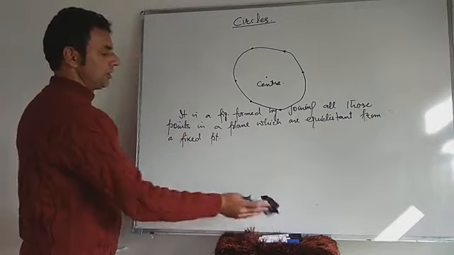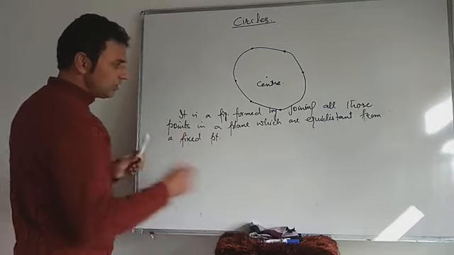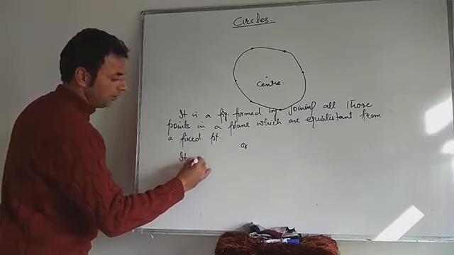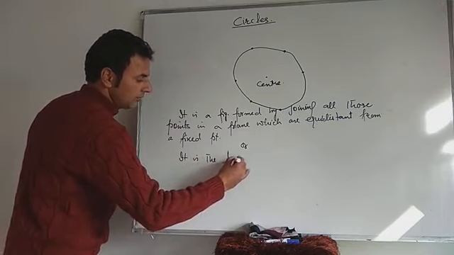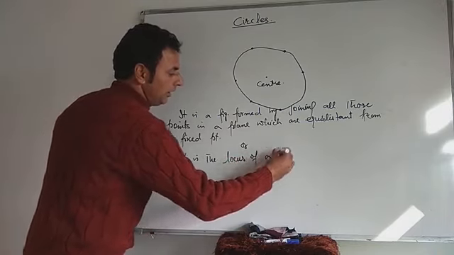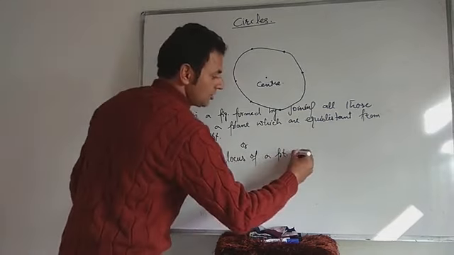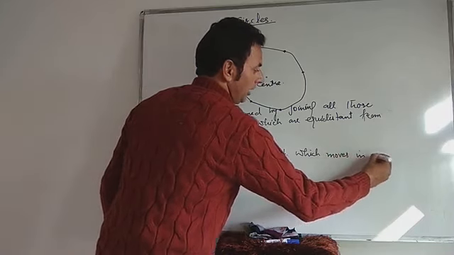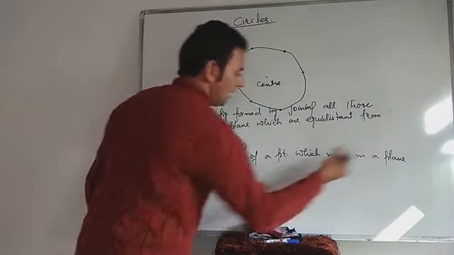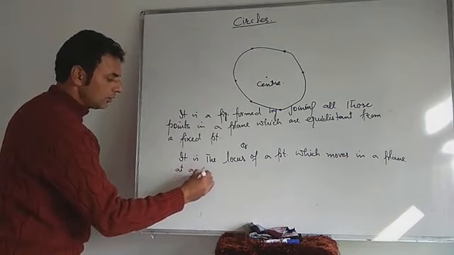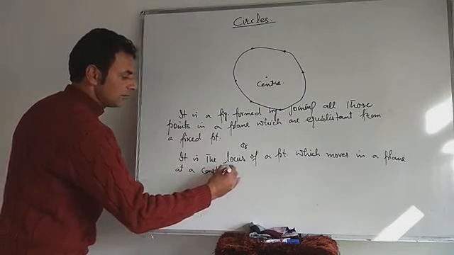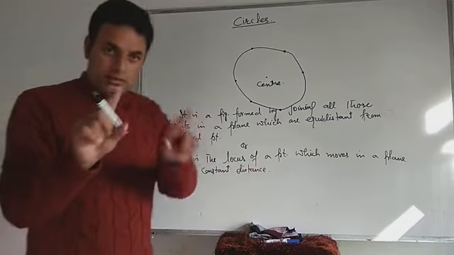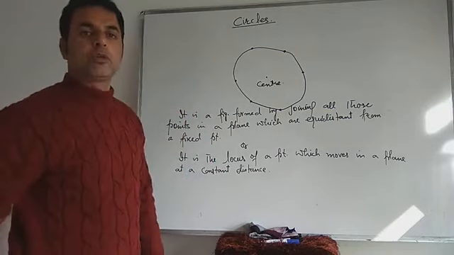There is one more definition which I am going to tell you. See my dear, it is the locus of a point which moves in a plane at a constant distance. It is the locus of a point. I will explain this locus.